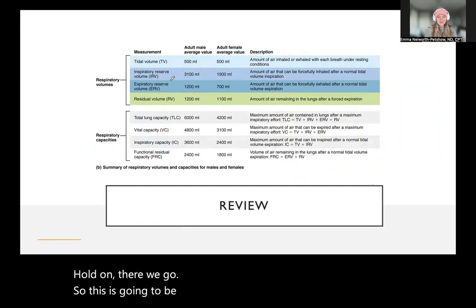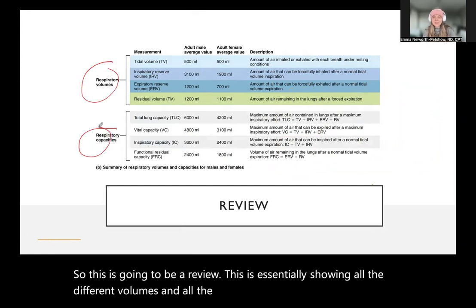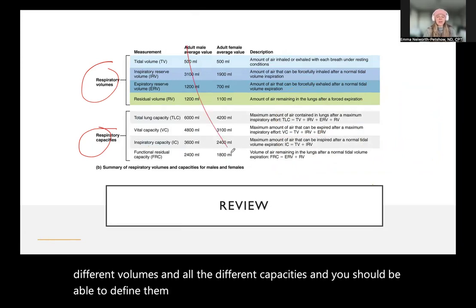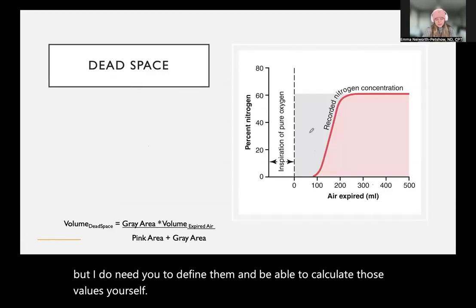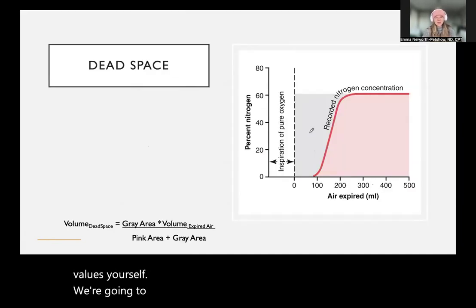This is essentially showing all the different volumes and all the different capacities, and you should be able to define them. I don't need you to know normal values, but I do need you to define them and be able to calculate those values yourself. We're going to stop here. When we come back, we'll look at what dead space is.